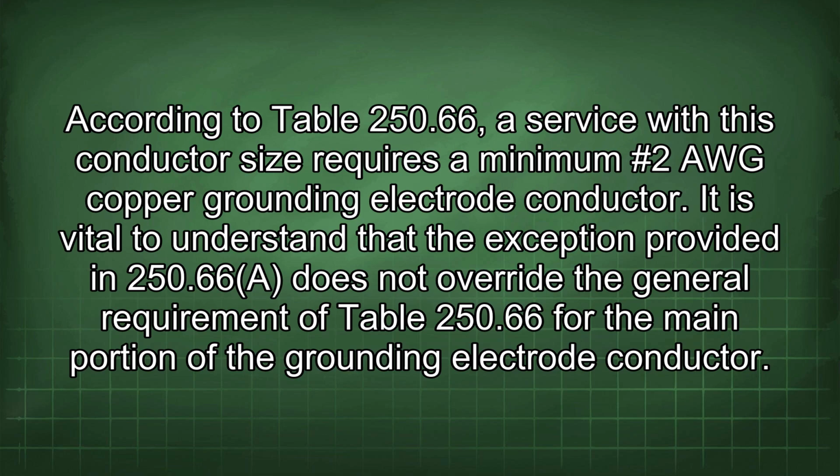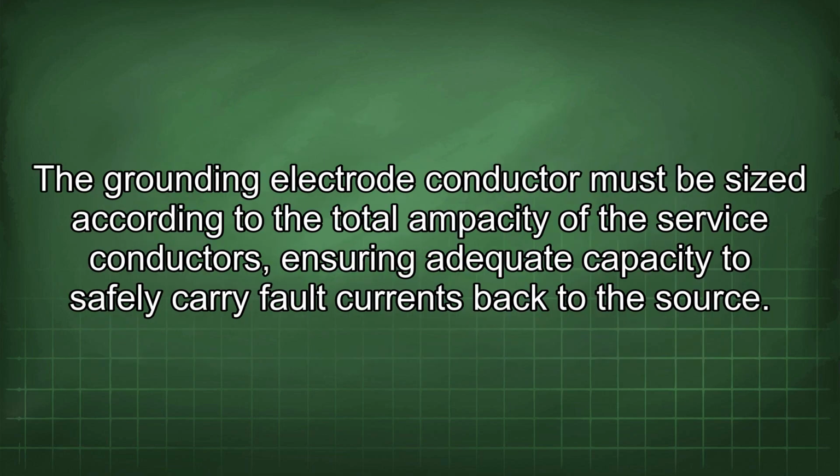It is vital to understand that the exception provided in 250.66 does not override the general requirement of Table 250.66 for the main portion of the grounding electrode conductor. The grounding electrode conductor must be sized according to the total ampacity of the service conductors, ensuring adequate capacity to safely carry fault currents back to the source.